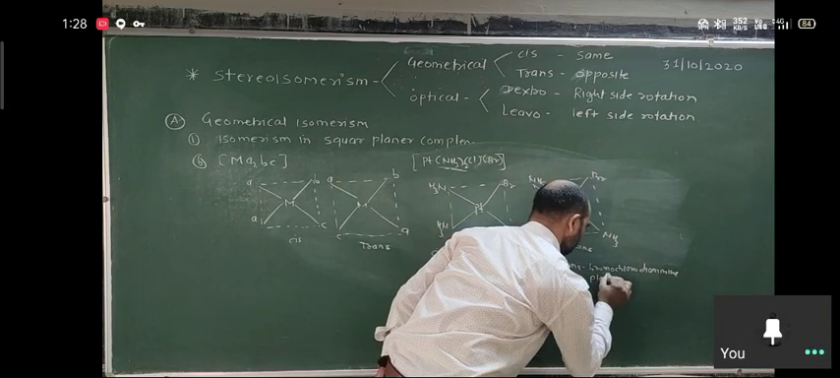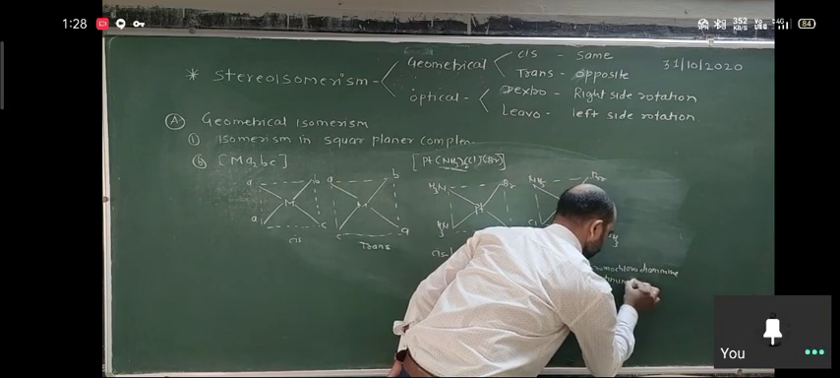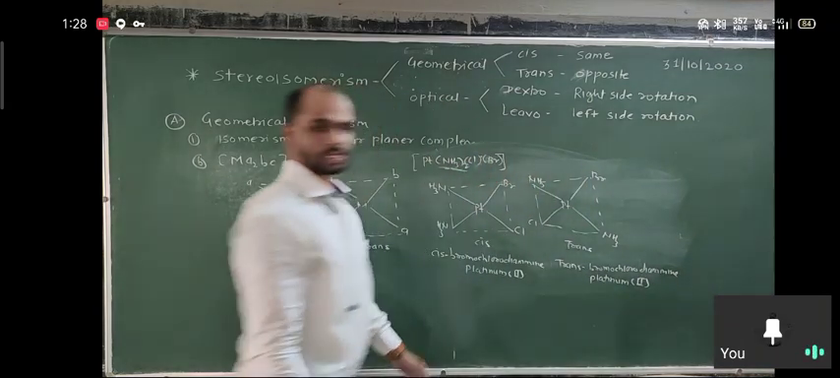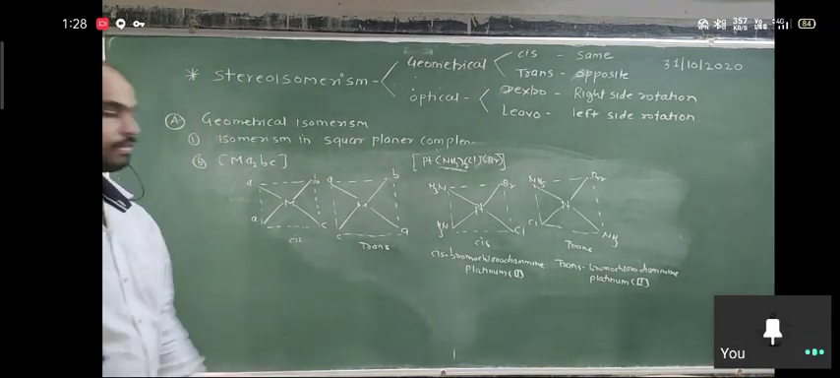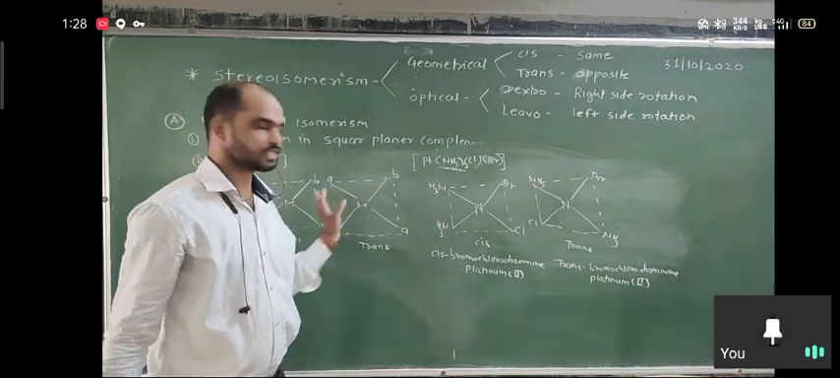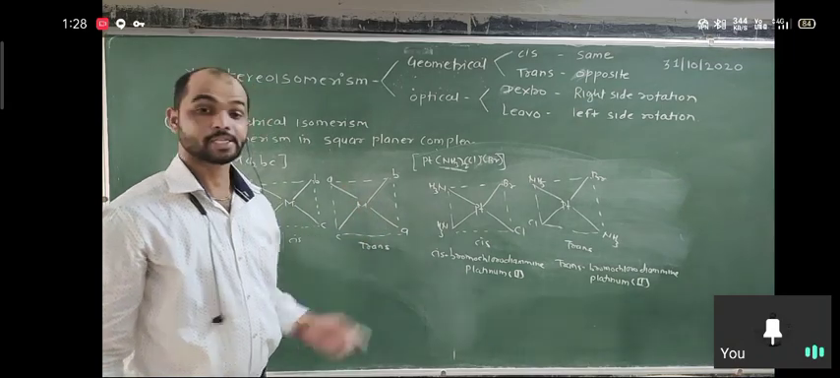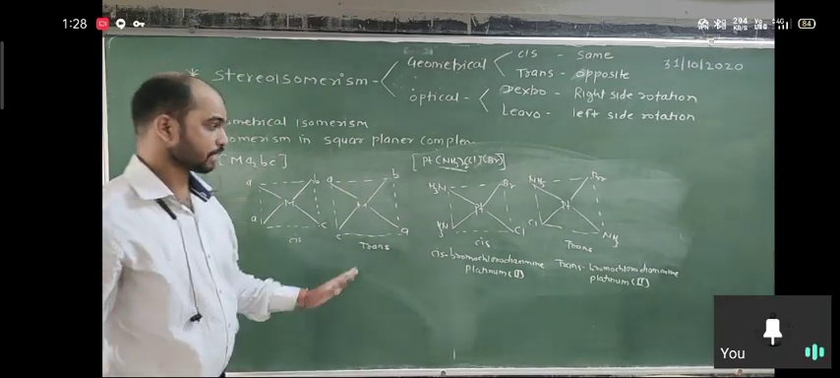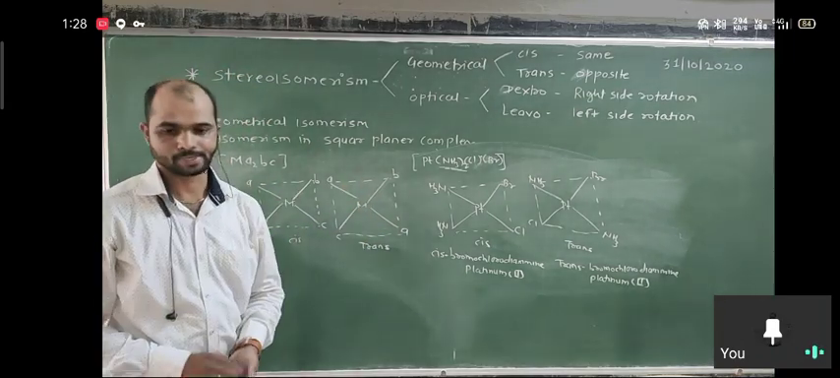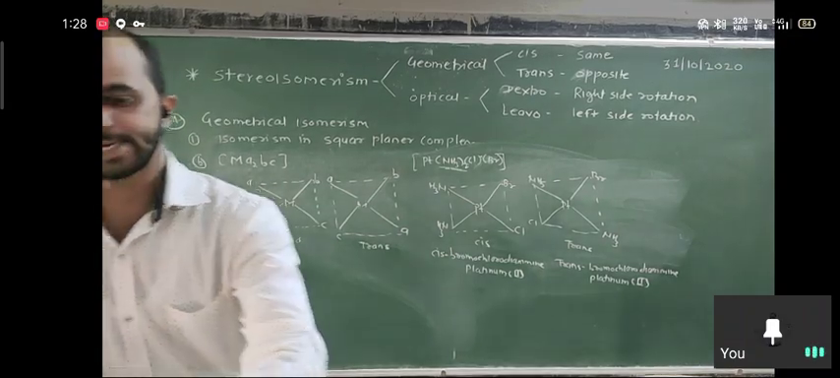platinum(II). So these are the nomenclatures. So this way, if a complex is given for nomenclature, you can mention its geometry, its isomerism first, then write its name. So that is all about the second type of complex.